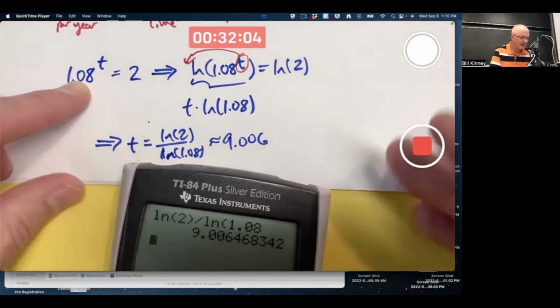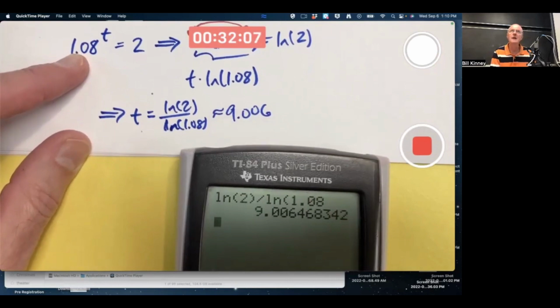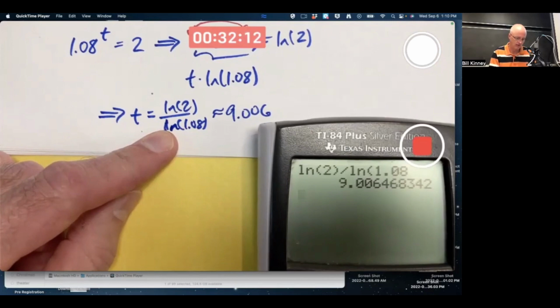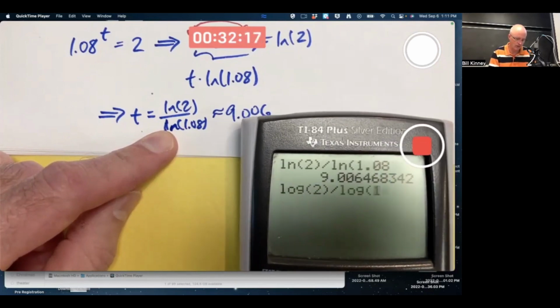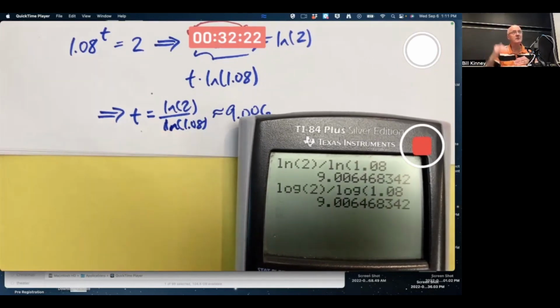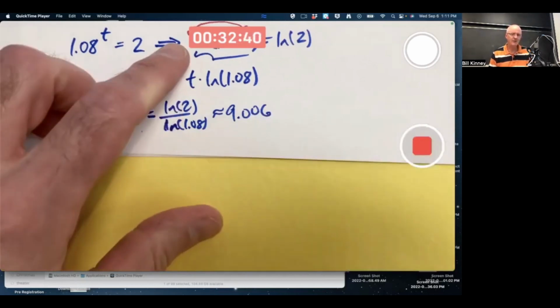What would have happened if I had done the common logarithm instead of the natural logarithm? I would have gotten the same answer, though it would have looked different. But it would have been the same final answer. Log of 2 divided by log of 1.08 is the same number. The individual numbers in the top and the bottom of the fraction are different, but the fraction itself is the same. The ratio of the two numbers is the same in both cases. Make sense?